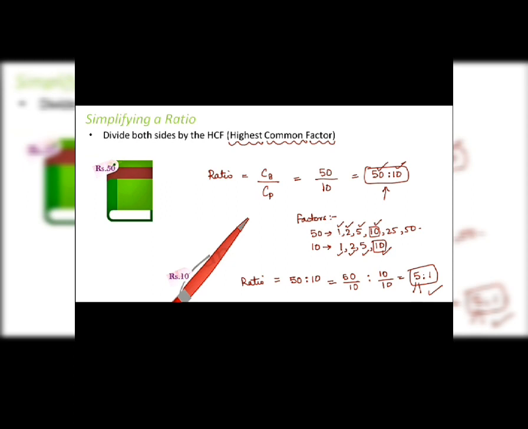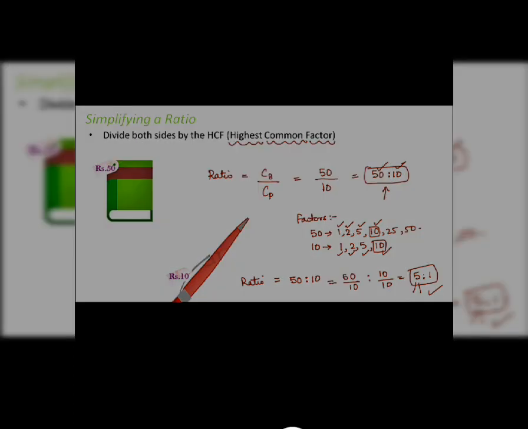So whenever you have to find the ratio between two quantities, you find the ratio and then quickly check whether it is in its simplest form or not. If it is not, find the HCF of the two terms and divide both terms by the HCF, and that is how you bring the ratio to its simplest form. So this was about simplifying a ratio.